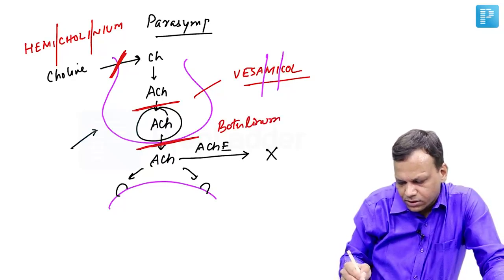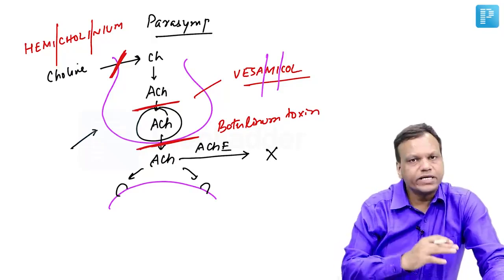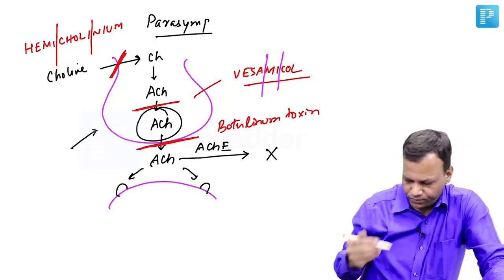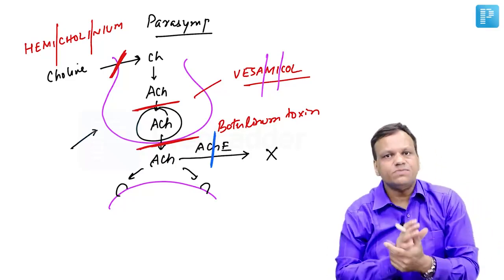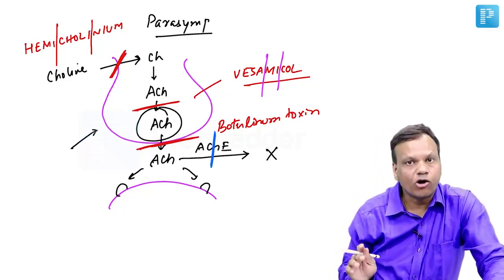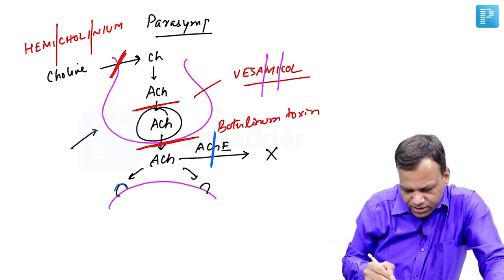Botulinum toxin. It prevents the release of acetylcholine in the synapse. So all three drugs will decrease parasympathetic activity. On the other hand, if we block acetylcholinesterase, it will increase parasympathetic activity because acetylcholine cannot be broken. More acetylcholine, more action. Now all these drugs will finally act on receptors.